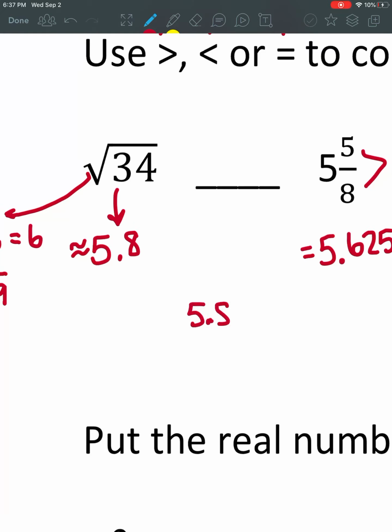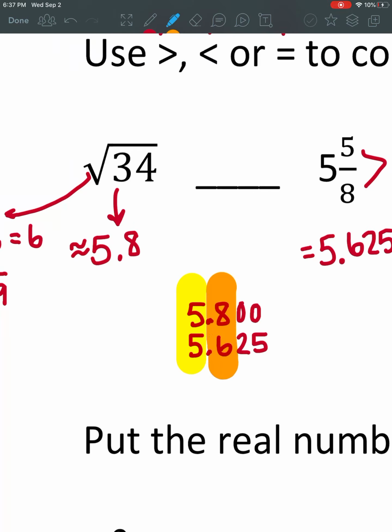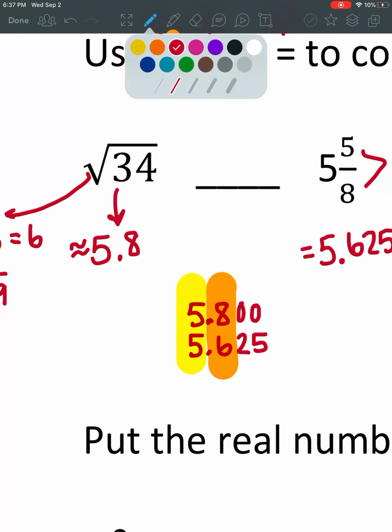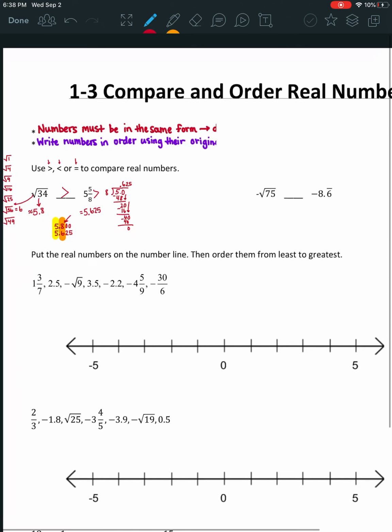Now that we have both of them as decimals, if you don't know how to compare decimals, we can stack them. So if we put 5.8 on top and then 5.625, now remember, next to this 8, there are really invisible zeros forever and ever, okay? Now to compare, we compare place values. So we read it from left to right, we look at the first place value. If they're the same, then we move on to the next one. So we move on to the tenths spot. Those are different. So the one that is bigger, the 8, is bigger overall. So the square root of 34 is greater than 5.625 or 5 5/8.